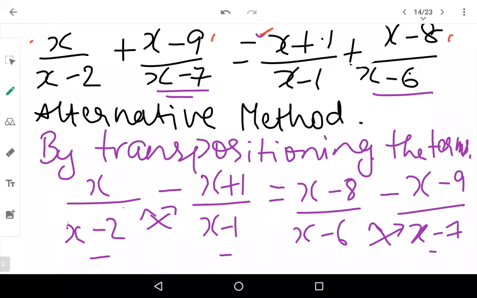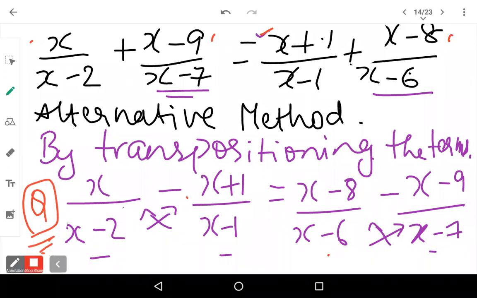Okay, so your new question will be x divided by x minus 2 minus, why minus? Because I am getting a term from the right hand side to the left hand side. So I have taken it as minus. Then you have x plus 1 by x minus 1 is equal to x minus 8 by x minus 6. Now I am getting the expression from the left hand side to the right hand side. So this is going to become x minus 9 by x minus 7. So this is our actual question which we will be solving.